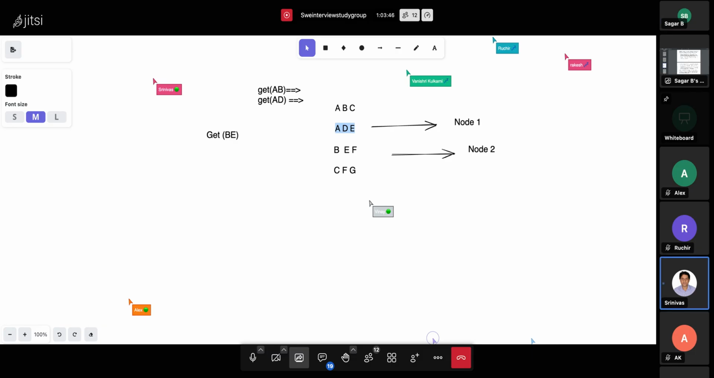Okay, I think in Ruchir's use case, he logged into his Amazon account and is buying something like a mobile phone. He added that mobile phone to the cart. So now what is the key here? Is the mobile phone the key?